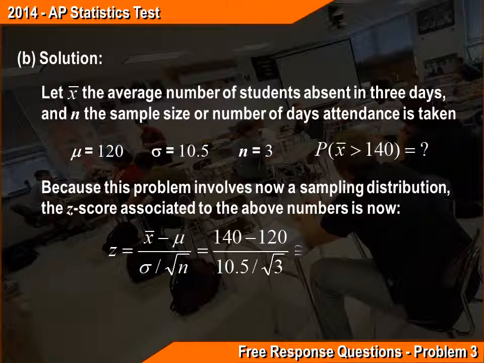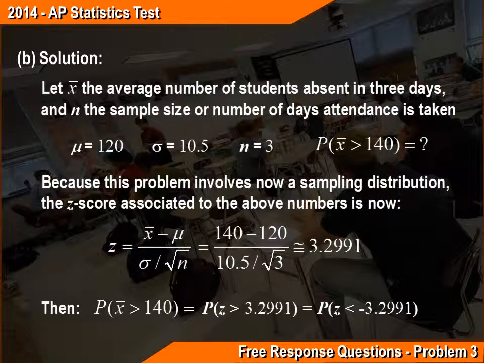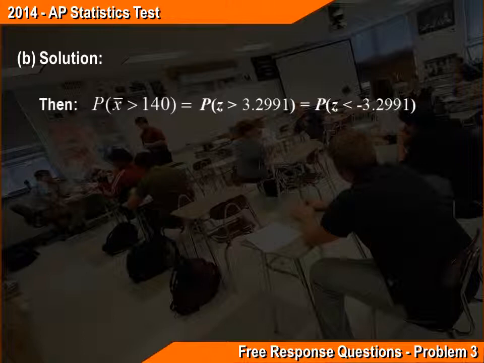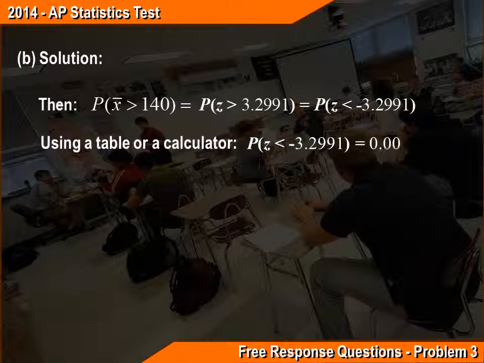The Z-score is now 3.2991. Then, the probability to get an average number of students absent in 3 days greater than 140 is the same as the probability to get a Z-score greater than 3.2991, or the probability to get a Z-score less than negative 3.2991. Using a table or a calculator, we find that the probability of Z less than negative 3.2991 is 0.000485.